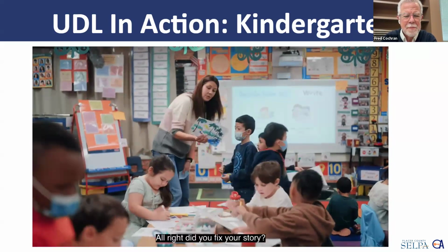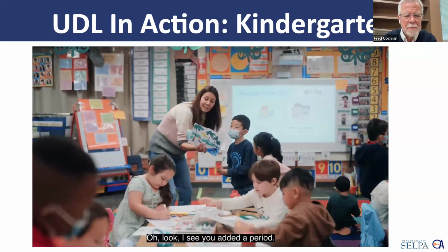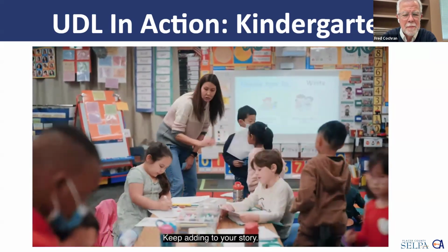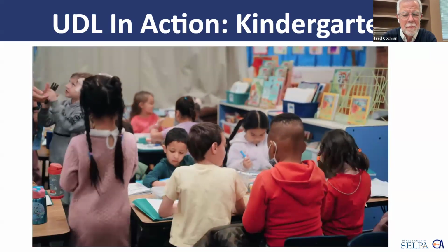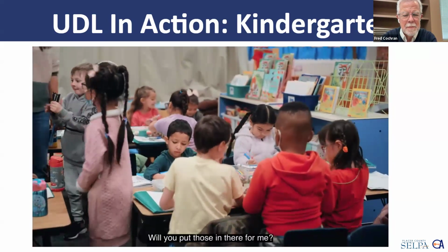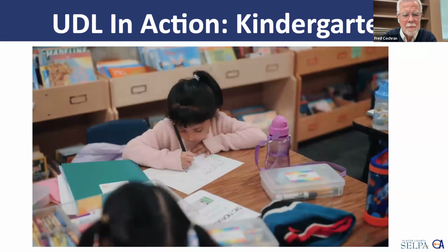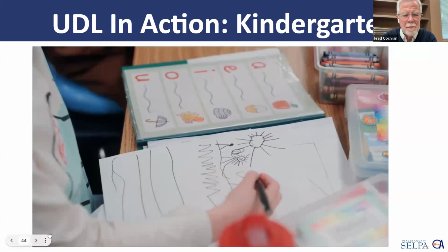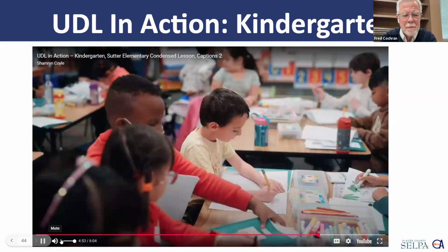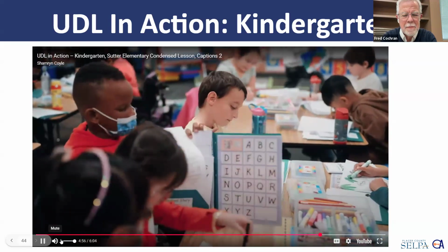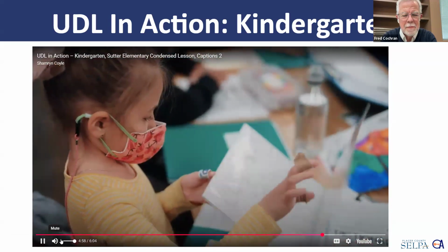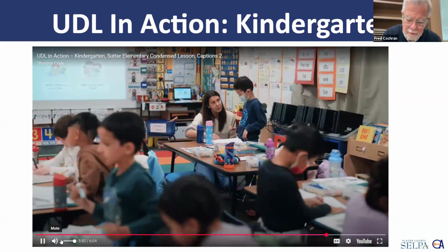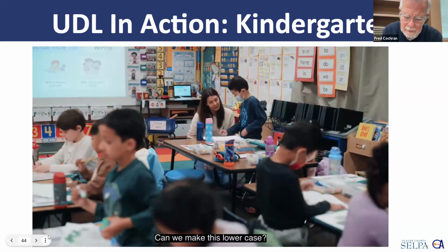Play? All right, did you fix your story? Oh, look, I see you added a period. Good job on making your writing easier to read. Keep adding to your story. Water is too cold. You put those in there for me. You know where they go. But the sun. All right. So say I. This is J. Because those rules. Ask Miss Staples. Okay, Jonathan, your turn. Can we make this lowercase?